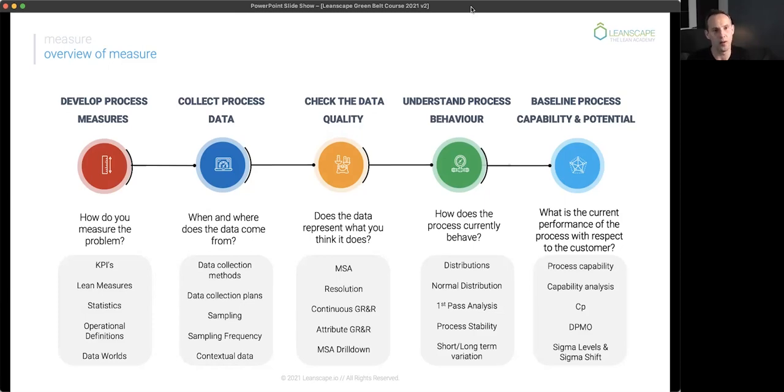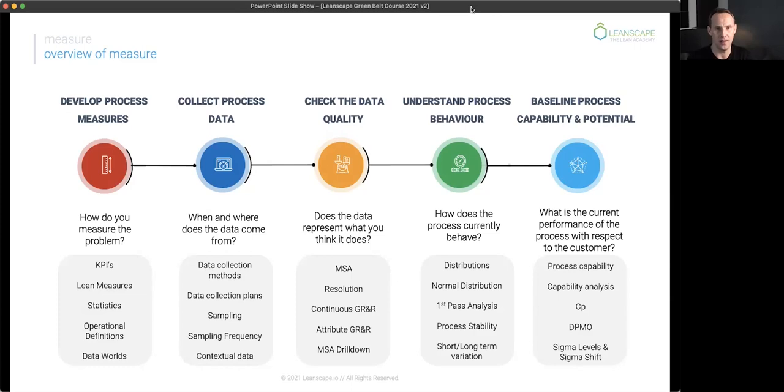Then we've got to understand the process behavior. So what does that look like from a data perspective? And then how do we baseline this? How do we baseline this process and baseline this capability? This is really, really important here. This baselining, just like in the previous version, where we've got to make sure that we get this sign-off and this agreement, this baseline is a sign-off and agreement at the end of the measure stage that this is the agreed performance baseline. Without that, you've got nothing to improve against.